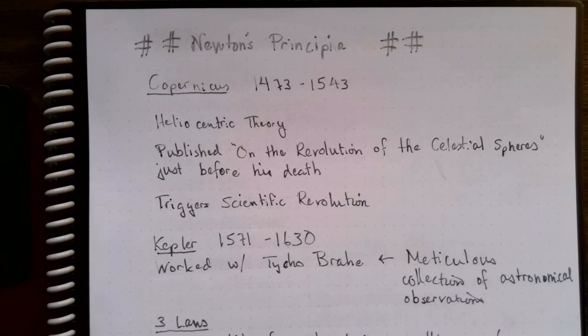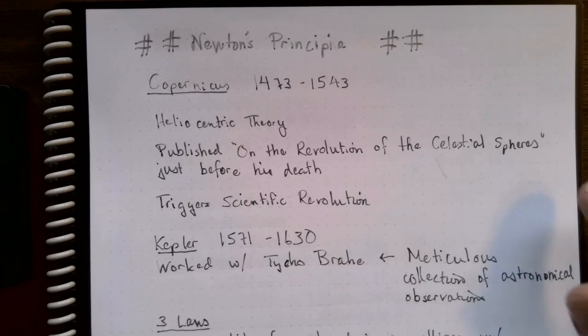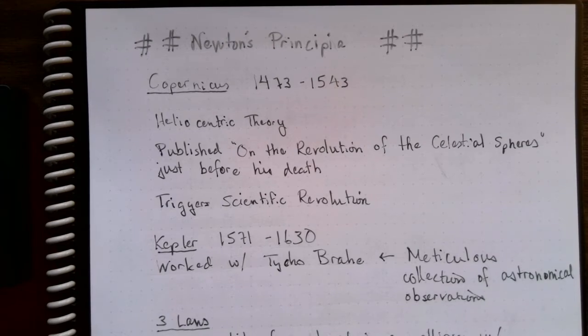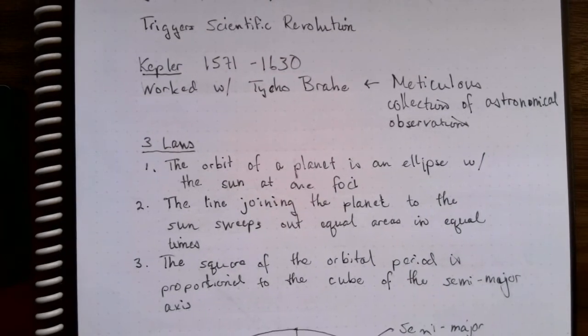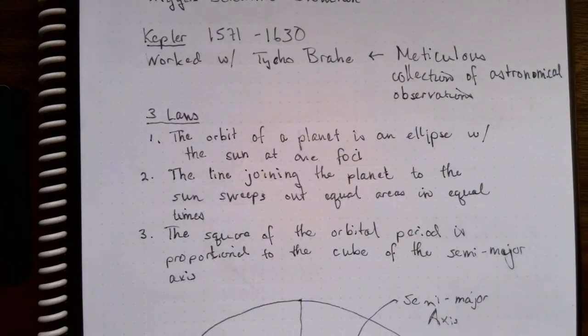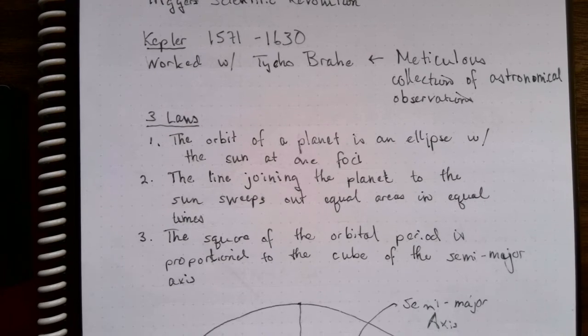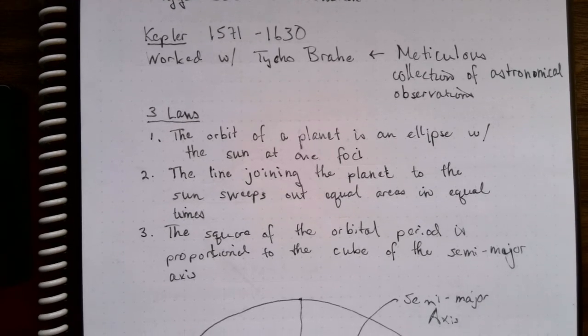Now, another name that we'll need to know is Kepler. So we've got Copernicus, we've got Kepler. Kepler essentially refines the work that Copernicus did. Copernicus puts the sun at the center of the universe, and Kepler makes Copernicus's theory line up with the observed data.